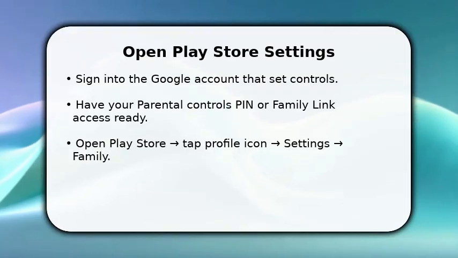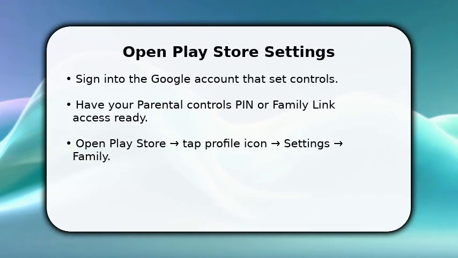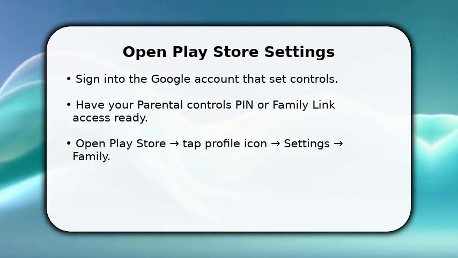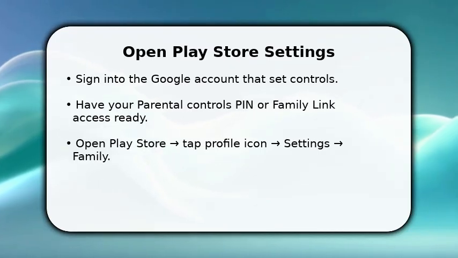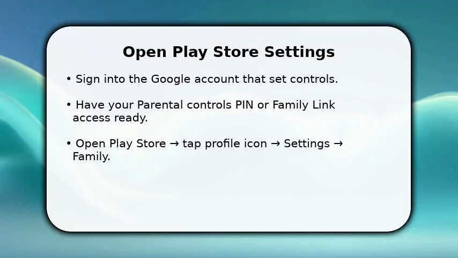You start by opening the Play Store and going straight to settings under your profile. You need the exact Google account that configured parental controls, otherwise you can't change them. Once there, tap Family, because parental controls live under that menu. Make sure you have the PIN or Family Link Parental Access ready now. Without it, you'll hit a block.